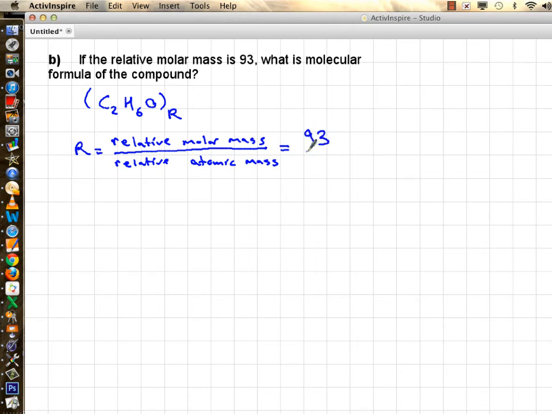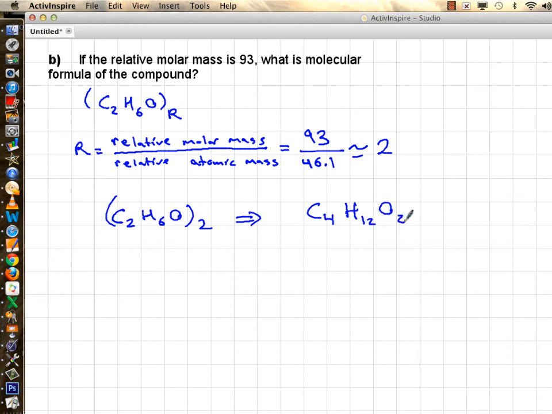So this is 93. Now, what is the relative empirical mass? You have 2 carbons, 6 hydrogen, 1 oxygen. So it's 2 times 12 plus 6 times 1 plus 1 times 16, which is about 46.1. This division is approximately 2. So your final molecular formula is C2H6O multiplied by 2, so you have C4H12O2 as your molecular formula.